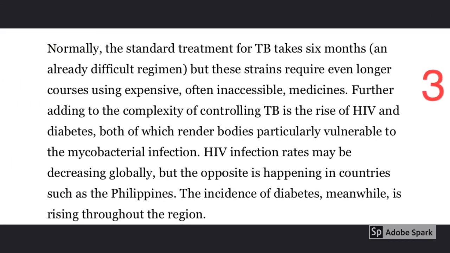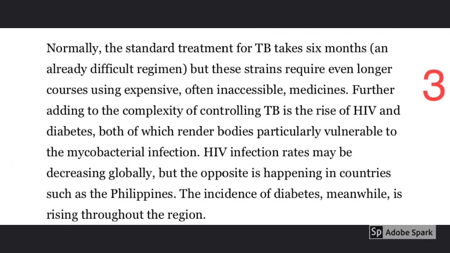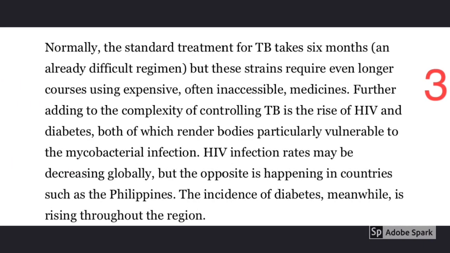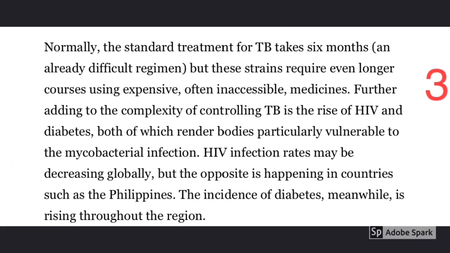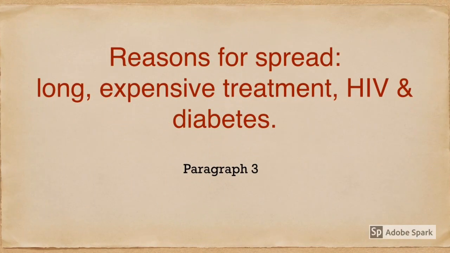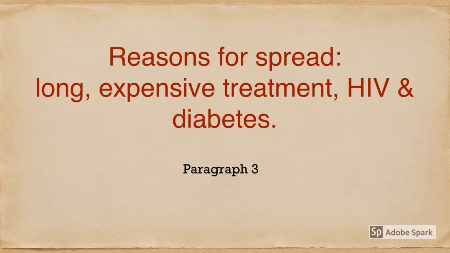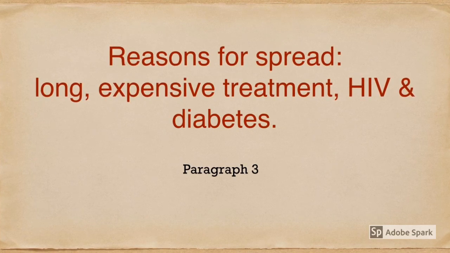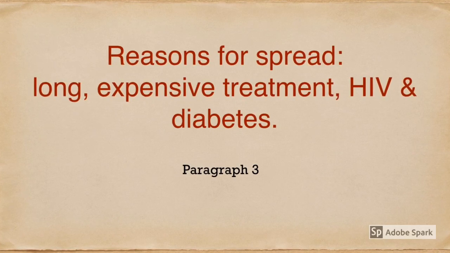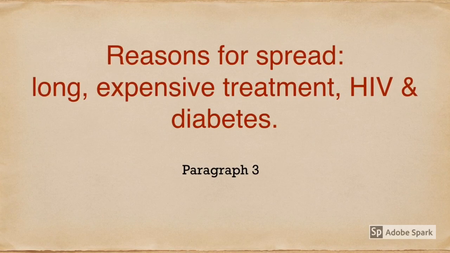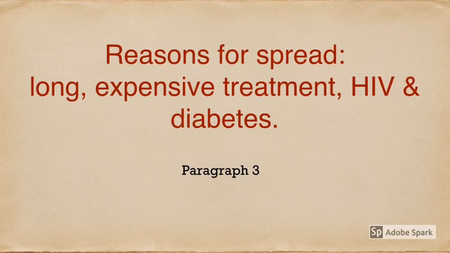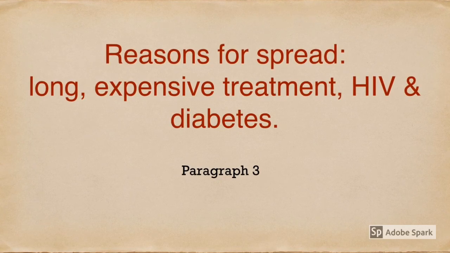But in addition to that, expensive and inaccessible medicines and the spread of HIV and diabetes, all of these things make the spread of TB rampant. In short, if we look at all the sentences, we come to the conclusion that the point of this paragraph, the idea that connects or joins all the thoughts or ideas presented all over this paragraph, is that it is presenting the reasons for the spread of tuberculosis.